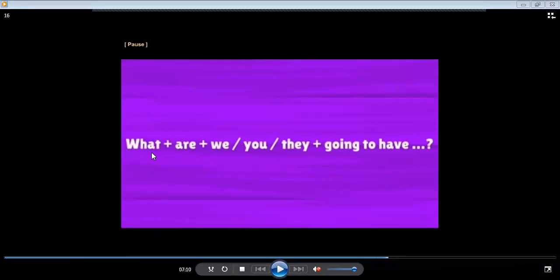Okay, here is the form. What plus are you, we, or they, plus going to have. This is the form of a WH question with going to with plurals: you, we and they. You need to put the verb to be, are, before this. But if you have a singular subject like he, she, or it, you are going to use is, as we're going to see.